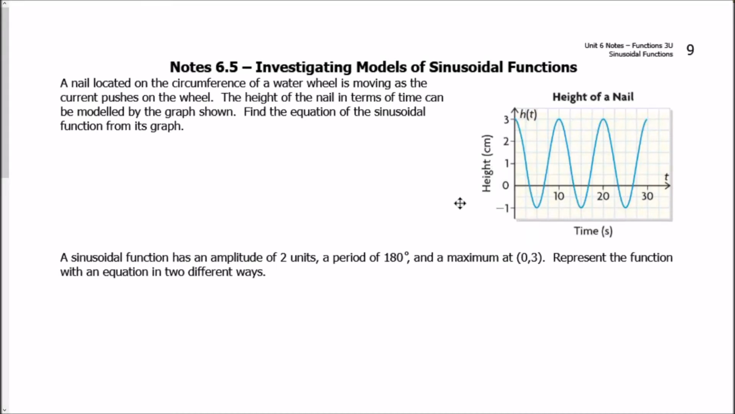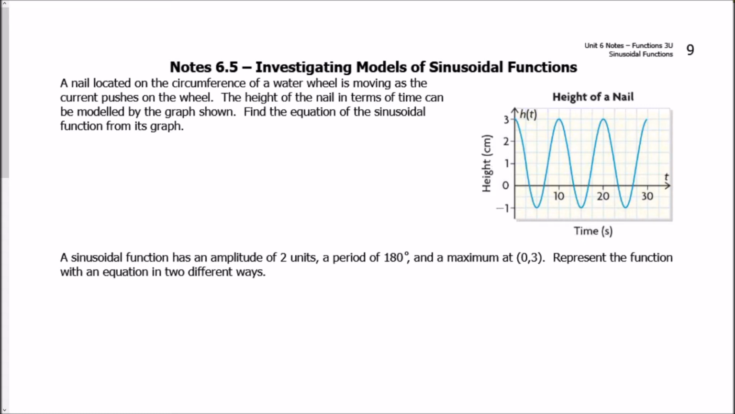Hey everyone, Note 6.5 is on investigating models of sinusoidal functions. So let's take a look at the first example that we have here. A nail located on the circumference of a water wheel is moving as the current pushes on the wheel. The height of the nail in terms of time can be modeled by the graph shown. Find the equation of the sinusoidal function from its graph.